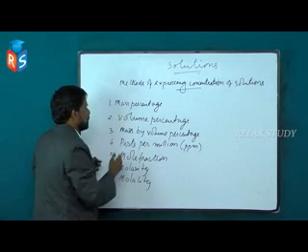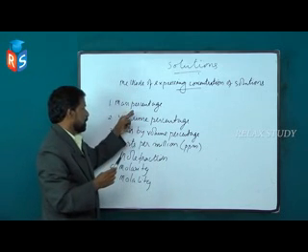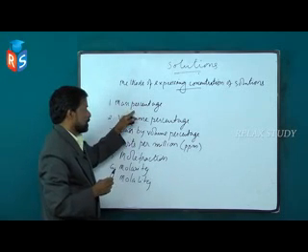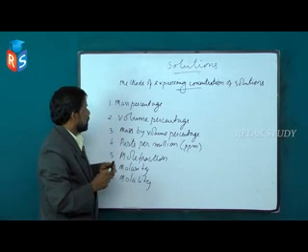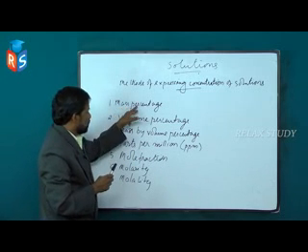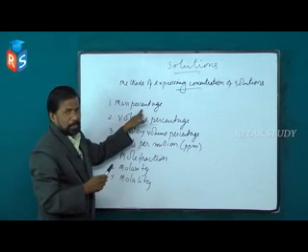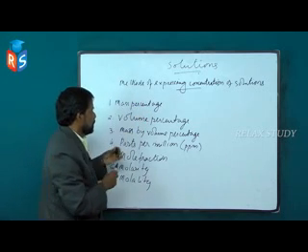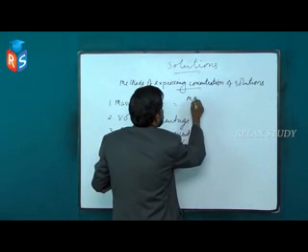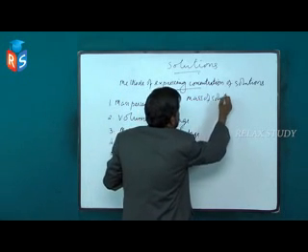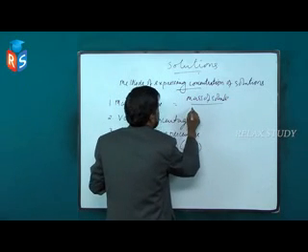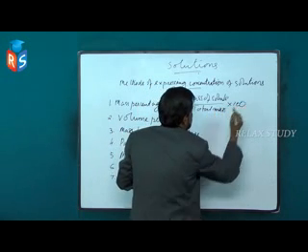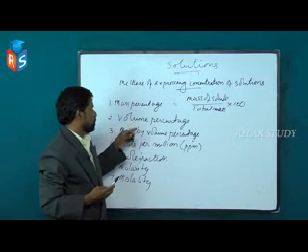Now what is called mass percentage? As the name itself indicates, the mass percentage is the amount of the solute present by mass out of 100 parts. Usually percentage is taken out of 100 parts, so mass percentage is equal to mass of solute divided by total mass into 100. Total mass into 100, that is mass percentage.